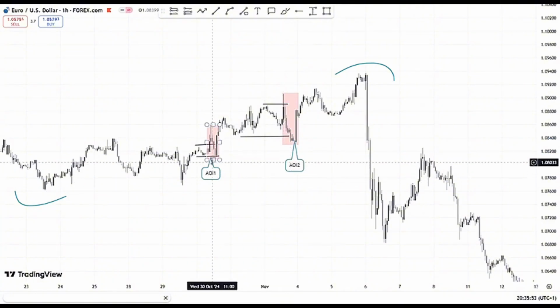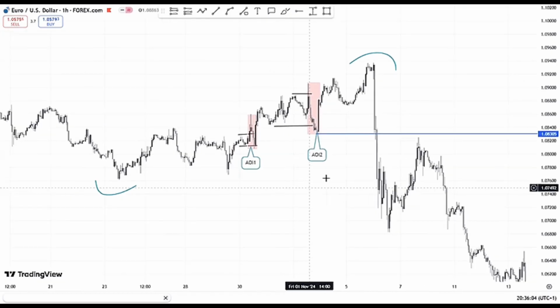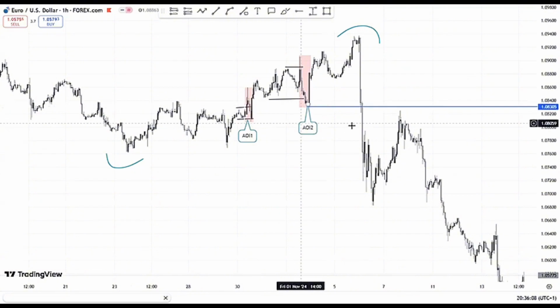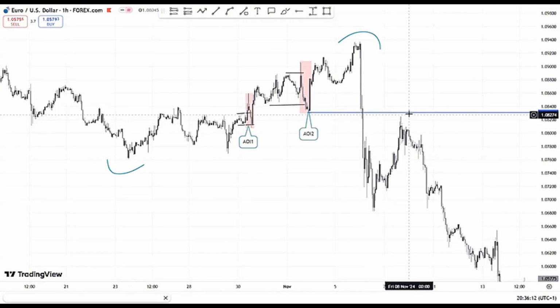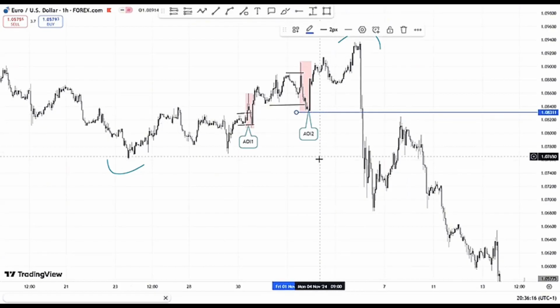Now, AOI 2 properly mitigated AOI 1. So in that situation, if price wants to sell, price need not tap AOI 2. And did you see that price never tapped AOI 2? I took this sell. It was a very beautiful sell on Euro USD. You see that price never tapped AOI 2.